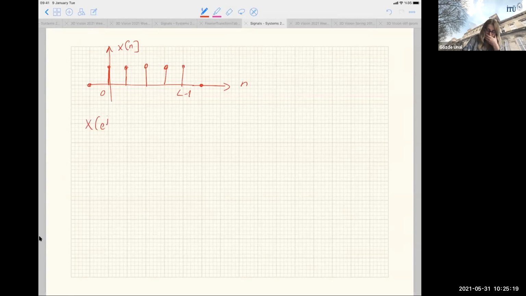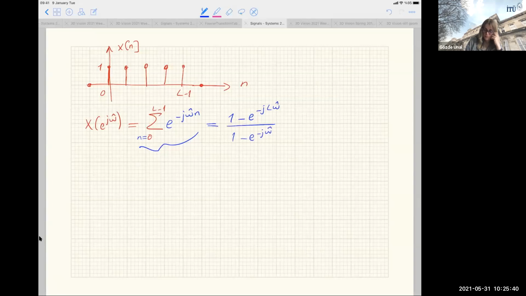Okay, let's go to blue color. E to the minus j omega hat n. And this is already known. You can think of this as alpha. I think we have this formula, alpha to the L over 1 minus alpha. Recall this, it was from your calculus. This is equal to this, I think you can recall. We use this one, this is equal to that.